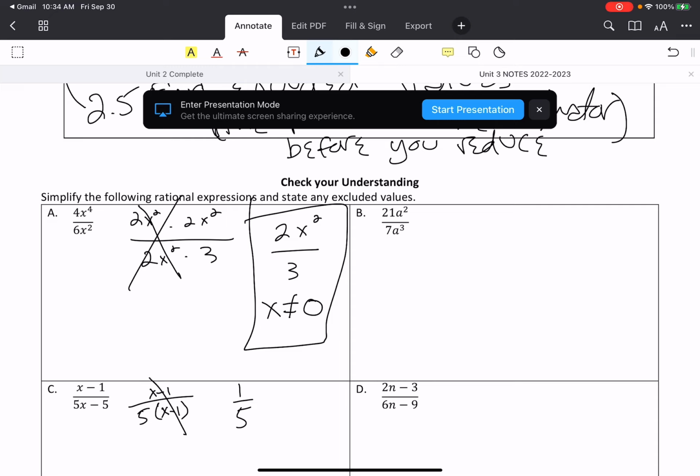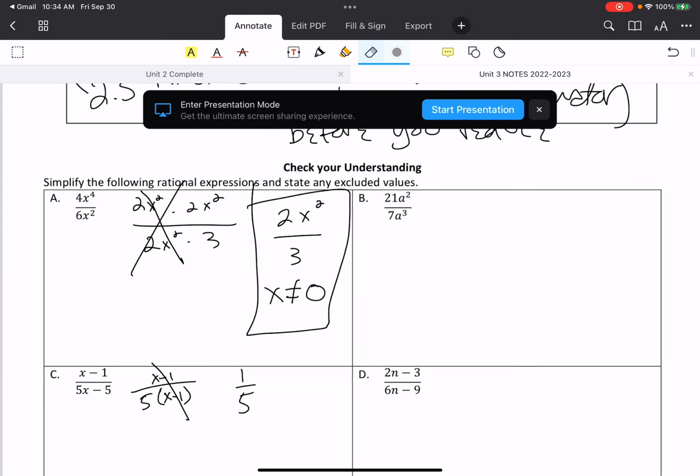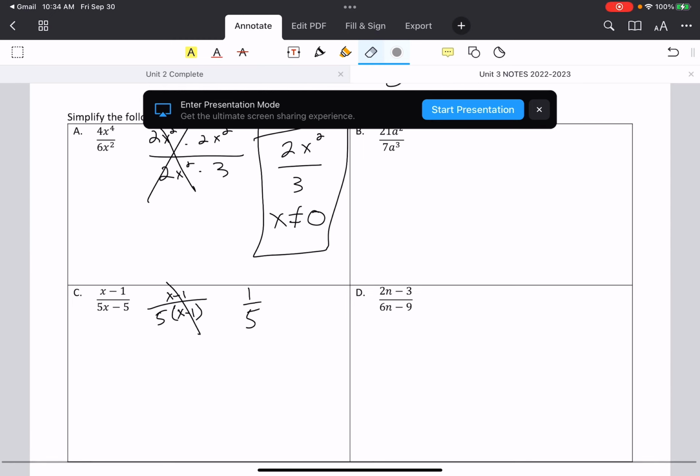And this one x cannot be 1. Whoa, wait a minute. On C, Caden said x can't be 1. Because there's a 1 on top? No, because it's x minus 1. There we go. Josh is too good at this. Seriously.